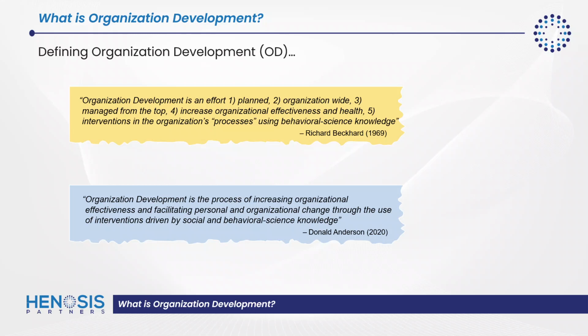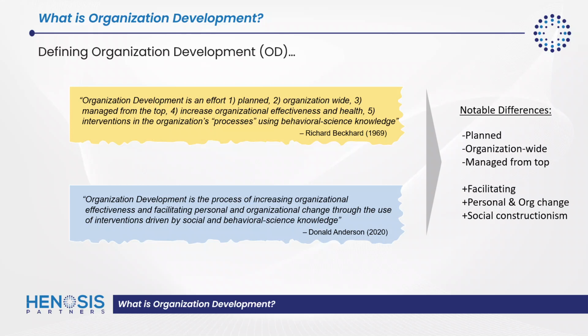A more contemporary definition comes from Donald Anderson in 2020, who stated that organization development is the process of increasing organizational effectiveness and facilitating personal and organizational change through the use of interventions driven by social and behavioral science knowledge. Now, when you compare the 2 definitions, there are some notable differences. When we look at the more contemporary definition, we notice that there are certain words that don't exist, like planned, organization-wide, and managed from the top. And we see new words added such as facilitating, personal and organizational change, and social constructionism.